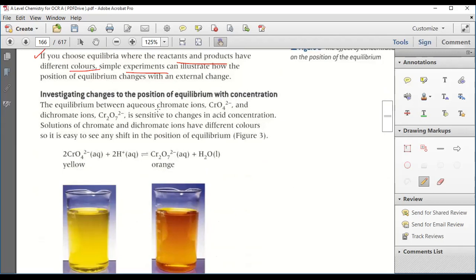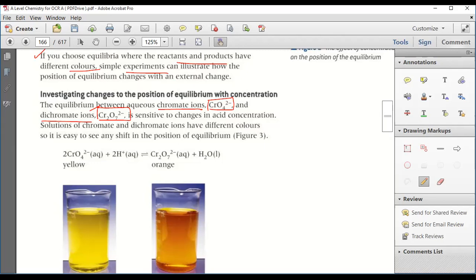Now we have the chromate ion, CrO4 2-, and the dichromate ion, Cr2O7 2-. These two ions have different colors. Chromate is yellow in color, dichromate is orange in color. Both of these chromate and dichromate ions are sensitive to the change in acid concentration.